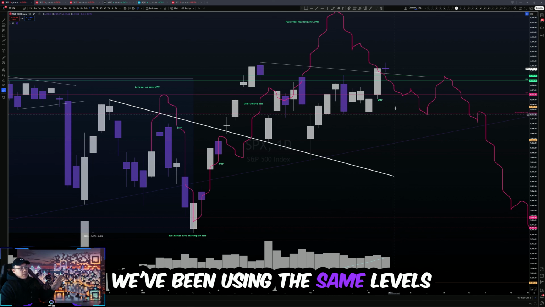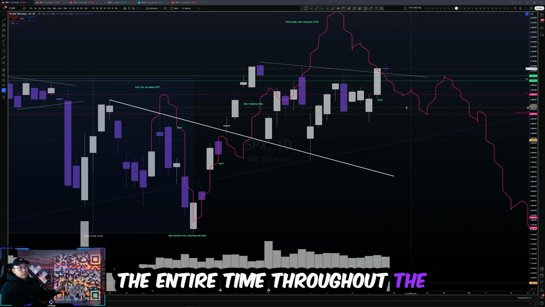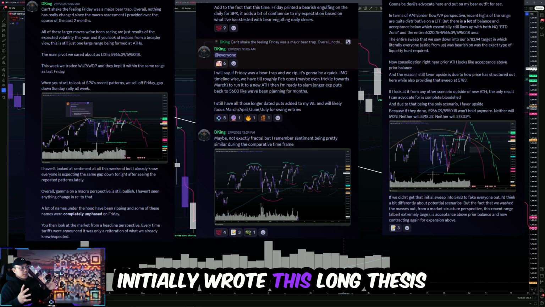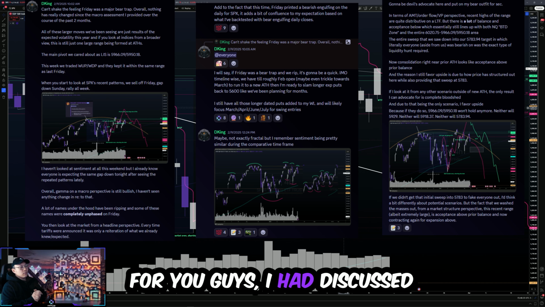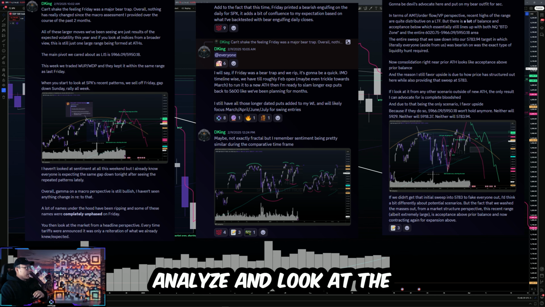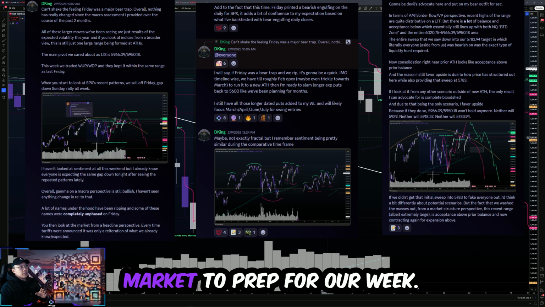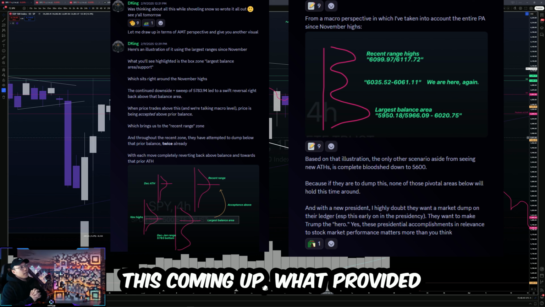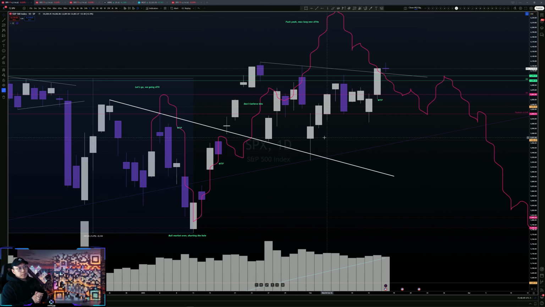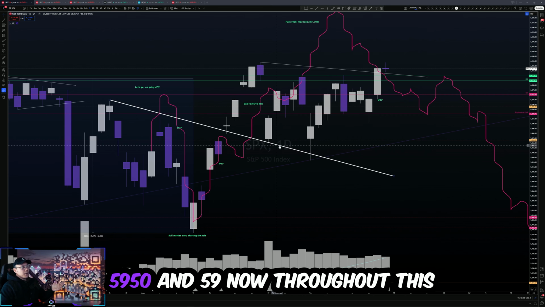We've been using the same levels the entire time throughout the range. And on Saturday, when I initially wrote this long thesis for you guys, I had discussed pretty much multiple angles in how we can actually analyze and look at the market to prep for our week coming up. What provided me the bullish bias was number one, the bearish engulfing close. Number two, the bounces off 59.50 and 59.6609.